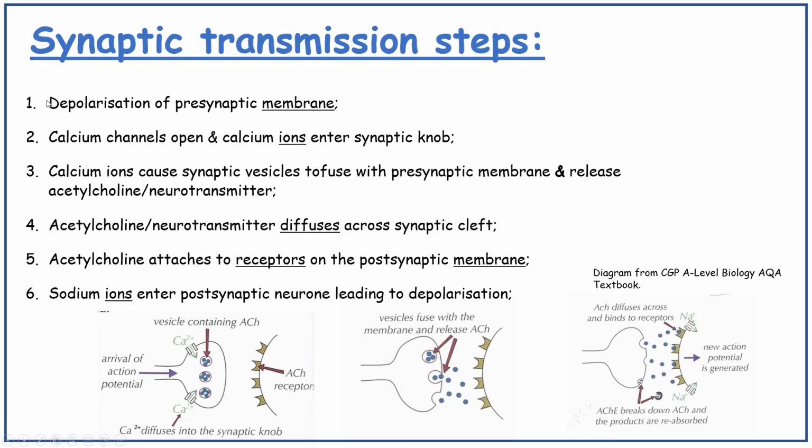Synaptic transmission steps. 1. Depolarisation of the presynaptic membrane. 2. Calcium channels open and calcium ions enter the synaptic knob. 3. Calcium ions cause the synaptic vesicles to fuse with the presynaptic membrane and release the neurotransmitter, or acetylcholine. The neurotransmitter diffuses across the synaptic cleft, and then attaches to receptors on the postsynaptic membrane. This causes sodium ions to enter the postsynaptic neuron, leading to depolarisation.